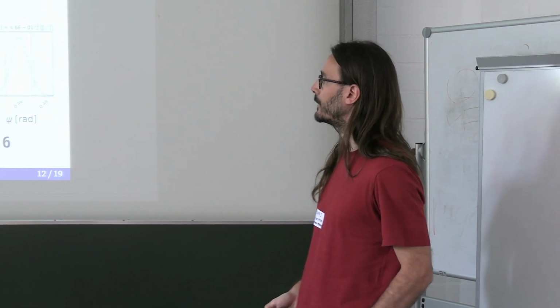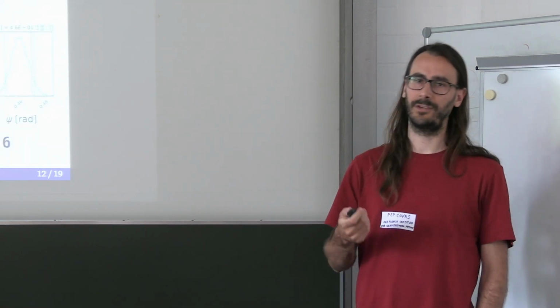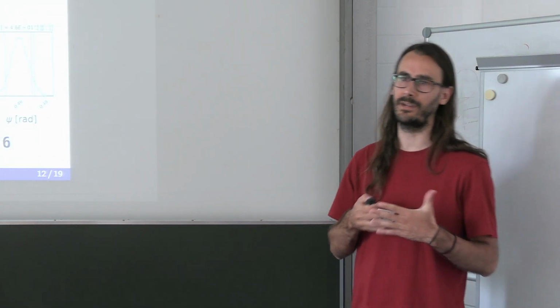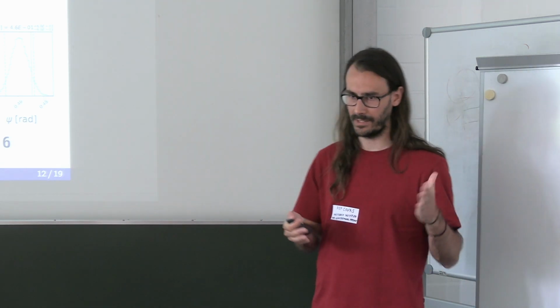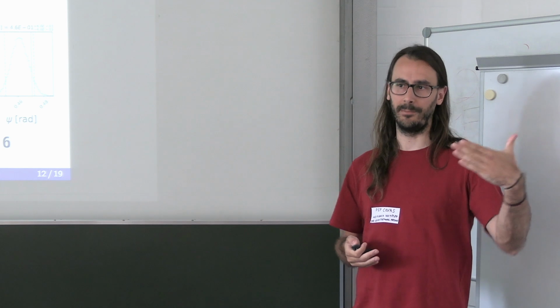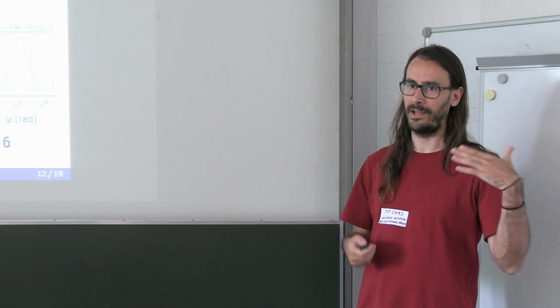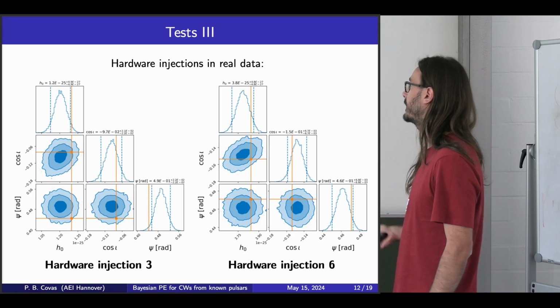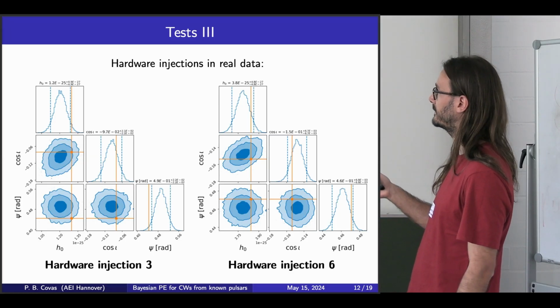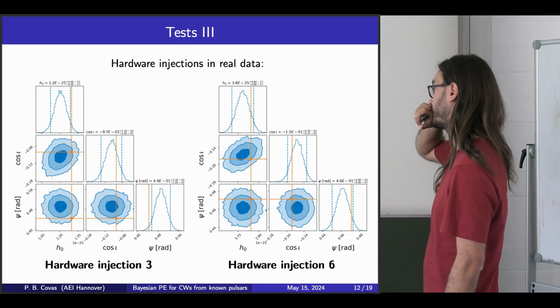As a final test, we also use hardware injections. As Benjamin already explained, these hardware injections are not software signals added in the software, but actual signals added by moving the mirrors with auxiliary lasers, so in the actual interferometer. These tests are nice because they use actual real data from the Advanced LIGO detectors.